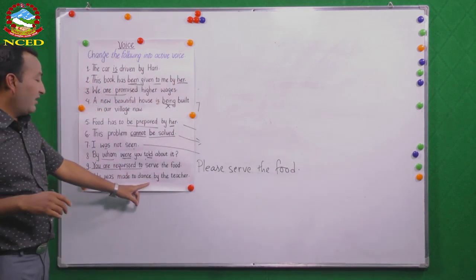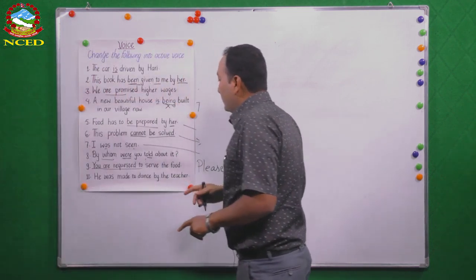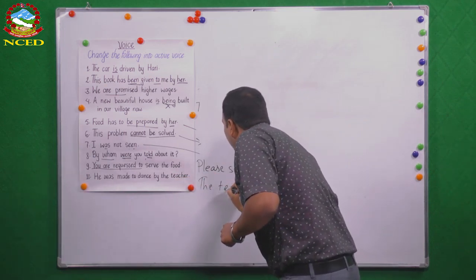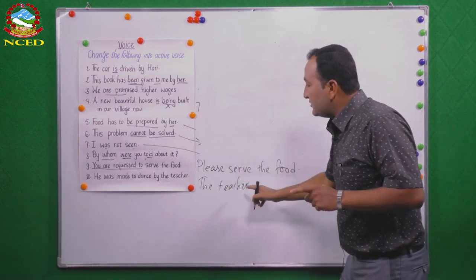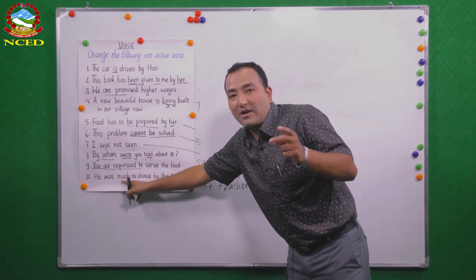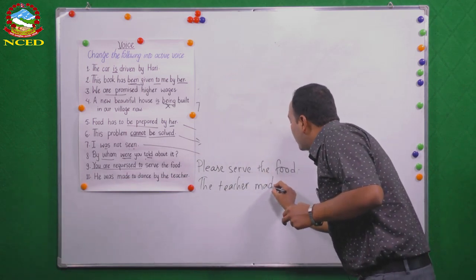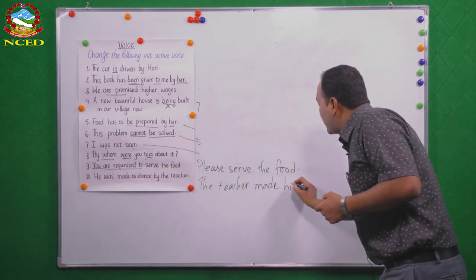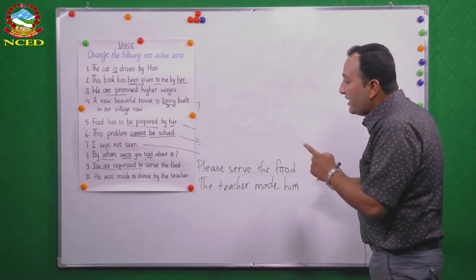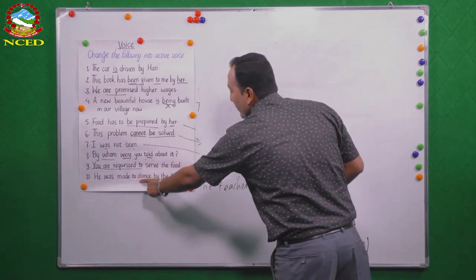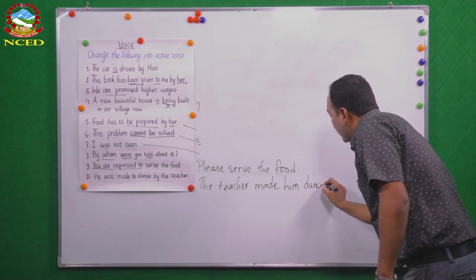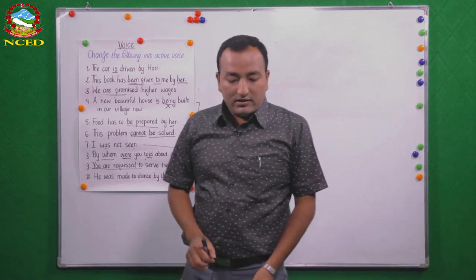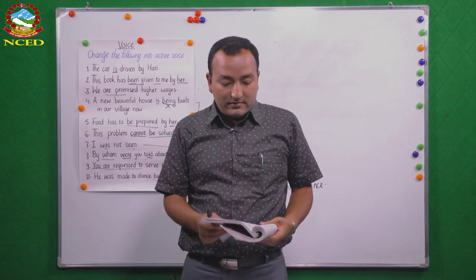He was made to dance by the teacher. This is causative verb. So, who is the agent? Who is the doer? The teacher. So we write agent is the teacher, and was made, past tense, that's why we change it into simple past tense directly. The teacher made whom? Him. Subject is changed into object. The teacher made him, what? Made him dance. We don't write to in causative verb. The teacher made him dance. So this is all about changing passive to active.